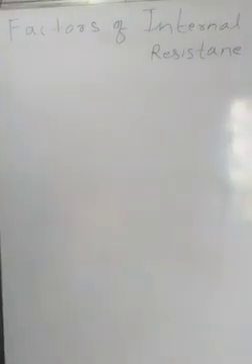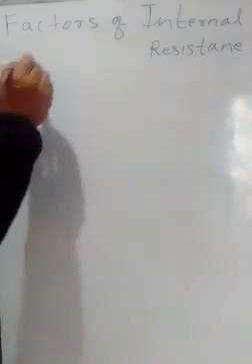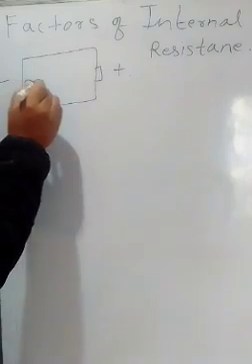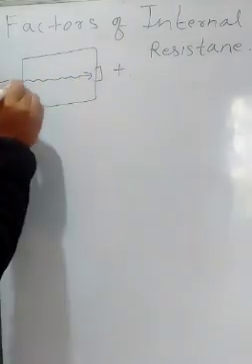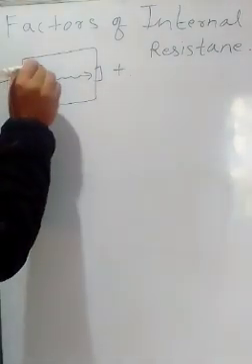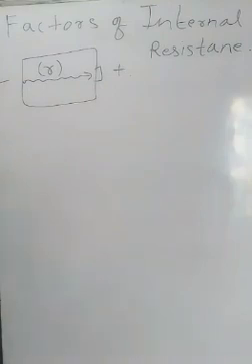Let's see the factors of internal resistance. We have already discussed what internal resistance is inside a battery or a cell. So this is a battery. This is the plus side, this is the negative side. Inside the battery also current will flow from one terminal to the other, so inside the battery there is some resistance, small r. This is called internal resistance.